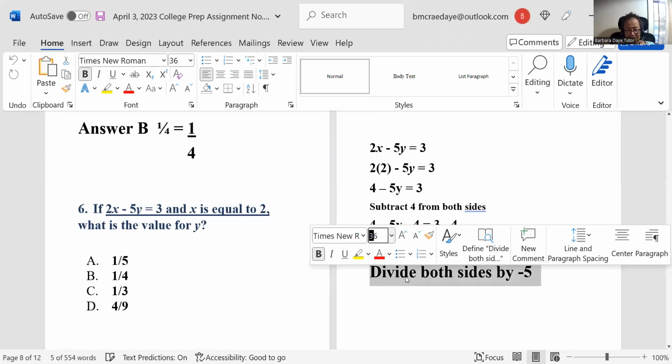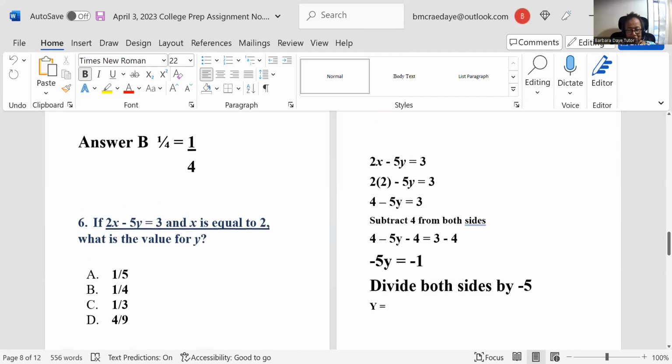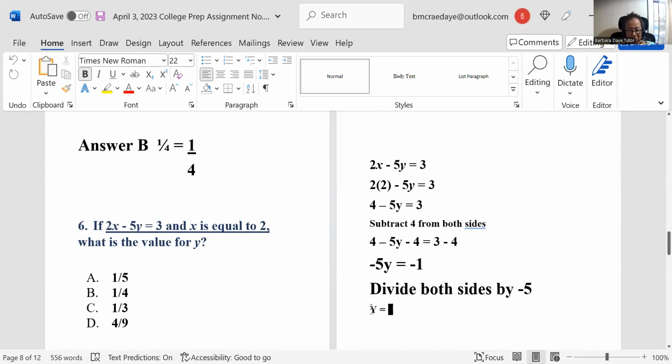So what would that give you? What would y be equal to, Audrey? No. Minus 5y divided by -5 just gives you y. -1 divided by -5 gives you what, Audrey?